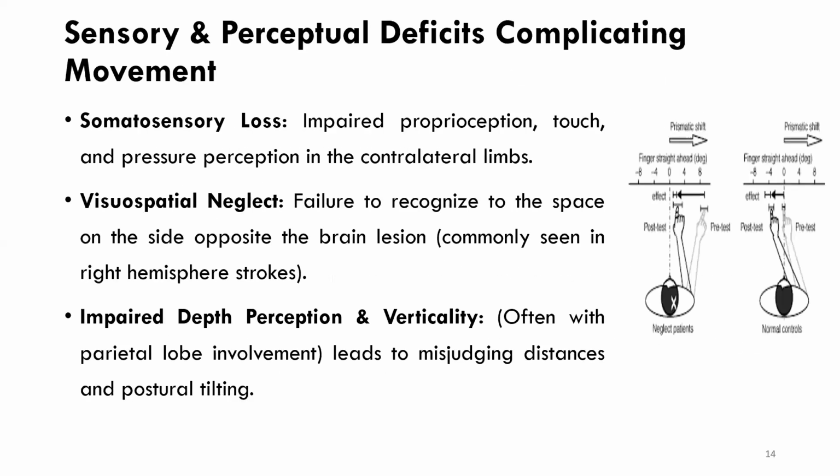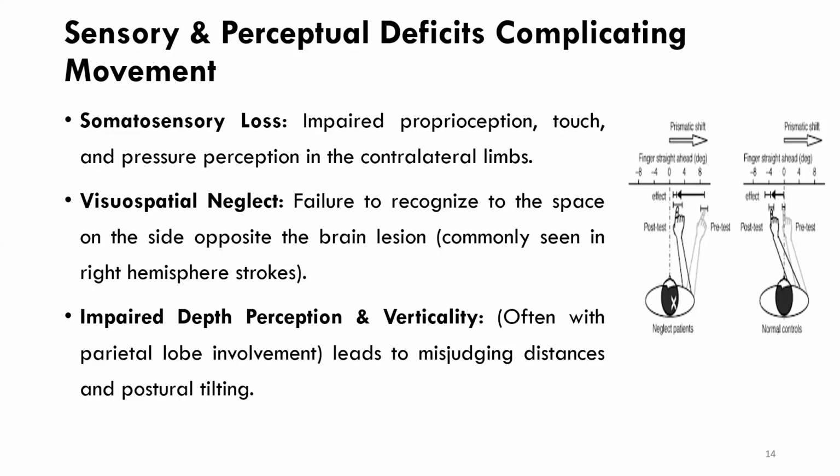So sensory and perceptual deficits that affect movement. We have the somatosensory loss, which is due to impairment of perception, our ability to detect and be aware of the environment that we find ourselves in, the ability to touch, feel, and identify objects, the ability to detect pressure within our body, and it is normally seen in the contralateral affected limbs.